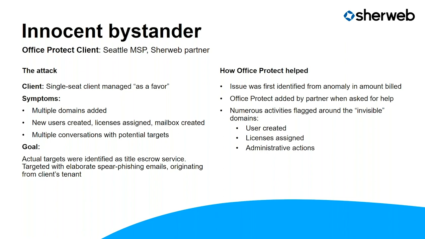What happened is then the bill was what gave it away. So when the one seat guy saw his Office 365 bill, there were a few questions being asked. And then they called in their friend, the MSP. MSP turned on Office Protect. And as soon as they did that, it started seeing things like user created, license assigned, and other administrative actions that were taken on those quote unquote invisible domains. They were invisible in the sense they were hidden. But the interesting bit about this one is the attackers were taking action in a domain that had nothing to do with the company's domain. So there was absolutely no effect on the company's domain. So I think that's a pretty interesting bit about it.